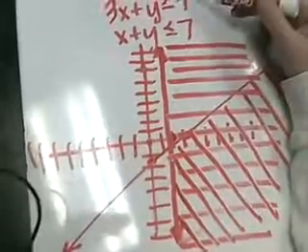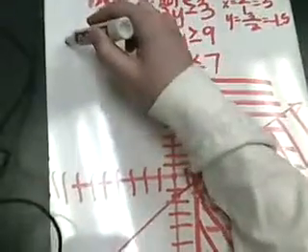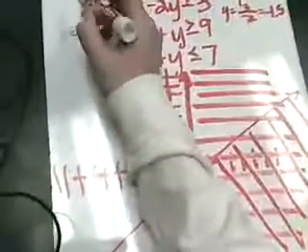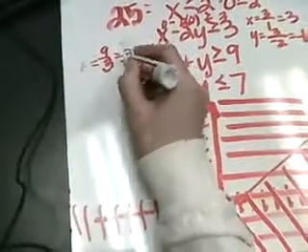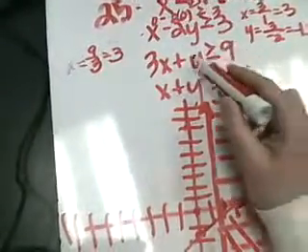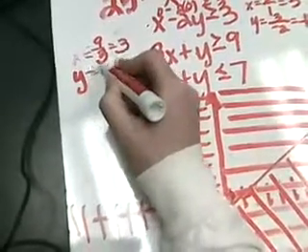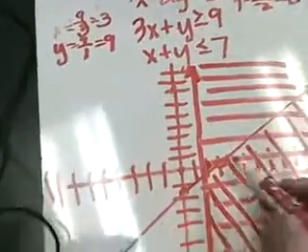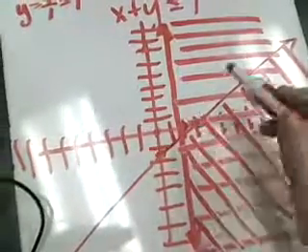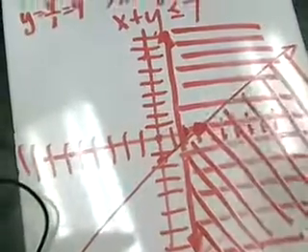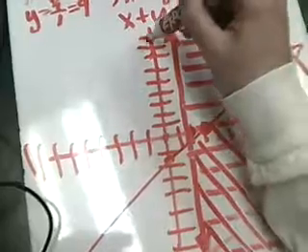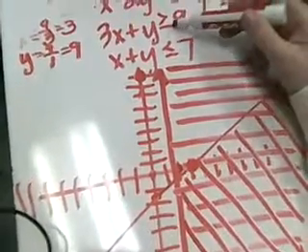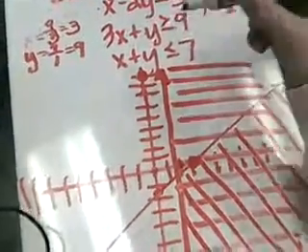Now I'm ready for my third one. X is 9 divided by 3, which would give me 3. Y is 9 divided by 1, which is 9. Remember, these go on their x and y axis. So here's x is 3. Here's y is 9. It's a solid line because of that equal to.